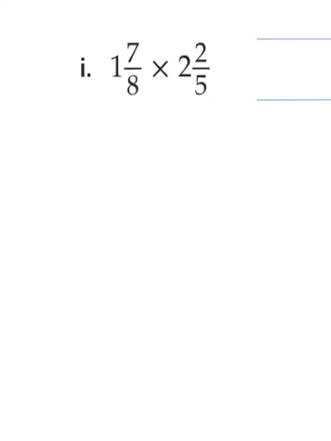One more here. 1 7/8 times 2 2/5. Turn both of these into an improper fraction. 1 times 8 is 8, plus 7 is 15 over 8, times 12 over 5. I just took 5 times 2 plus 2. Okay. Look for those shortcuts. 15 and 5 can both be divided by 5. 5 divided by 5 is 1. 15 divided by 5 is 3. Both of these can be divided by 4. Okay, just looking at how many times does 4 go into each of them.